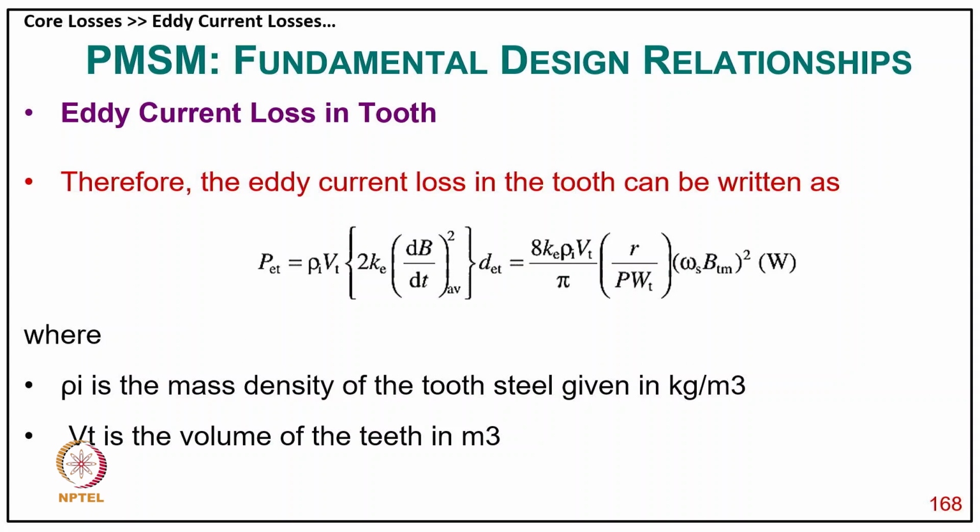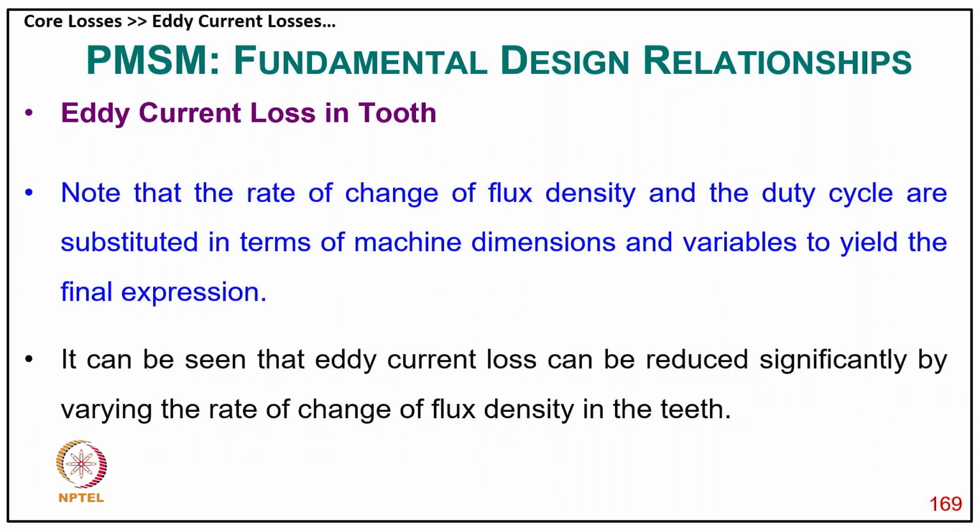and therefore the eddy current loss in the tooth can be written as Pet equal to d rho I into Vt into 2 Ke dB upon dt square, that is 8 Ke rho I Vt upon pi r upon p Wt into omega e Btm square in watts, where rho I is the mass density of the tooth steel given in kg per meter cube, and Vt is the volume of the teeth in meter cube. Now, eddy current loss in the tooth: note that the rate of change of flux density and duty cycle are substituted in terms of machine dimensions and variables to yield the final expression.